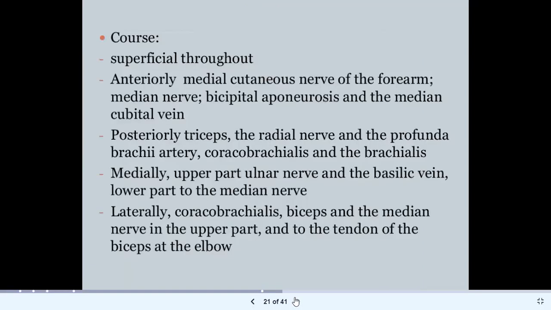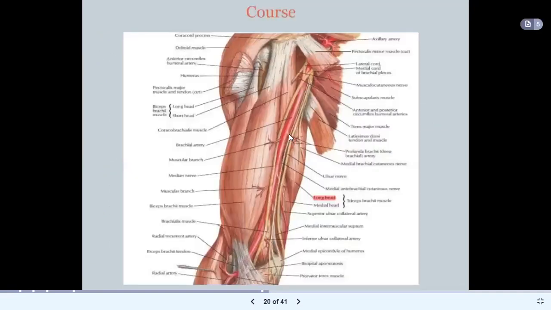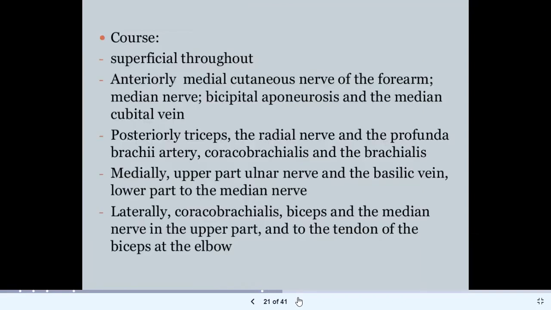Okay, let's see. Profunda brachii we already identified before. So here you see there is an artery that is running posteriorly, so it will be posterior to the brachial artery. This profunda brachii artery is a branch of the brachial artery, but it runs posteriorly to the brachial artery. So that will be a posterior relation.